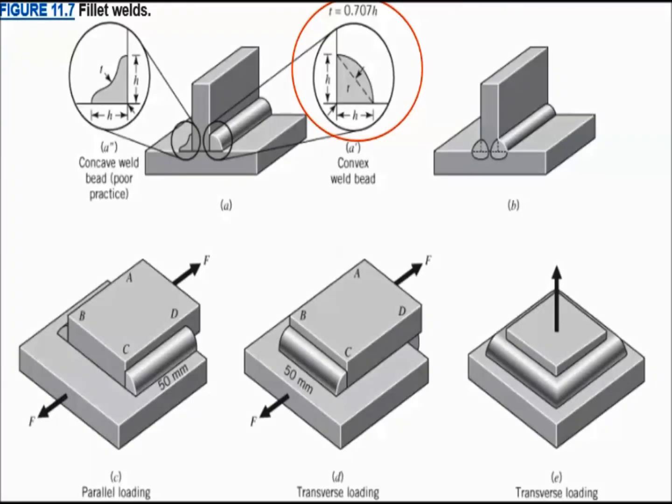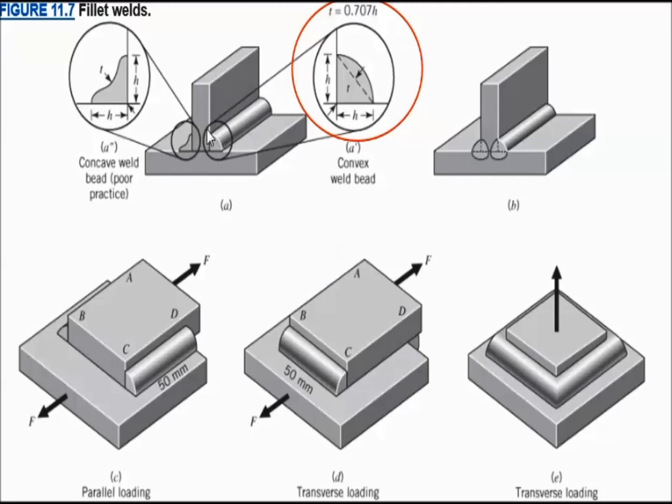So from our assumption, we determined that we needed to take a look at figure 11.7. So shown here is 11.7. What we want to look at is part A up here on the right hand side. This is the type of weld that we have going on for our specific problem.